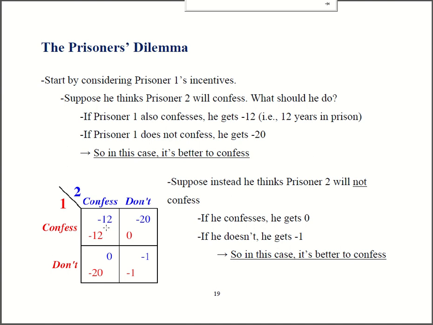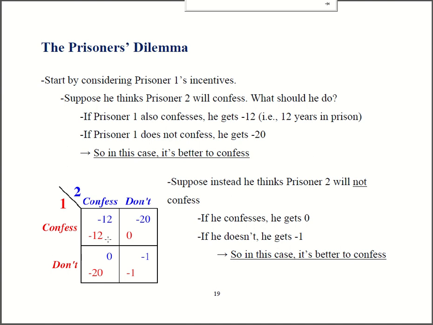But what's the alternative? So if I think they're going to confess, and if I pick don't confess, and I'm prisoner 1, they're going to be in this cell. Prisoner 1's payoffs are in red, so prisoner 1 here is getting negative 20. That means I'm getting 20 years in prison. Well, that's even worse. I don't like either option here, but I'd much rather get just 12 years in prison rather than get 20 years in prison. So if I think prisoner 2 is going to confess, my best option is that I should confess as well.